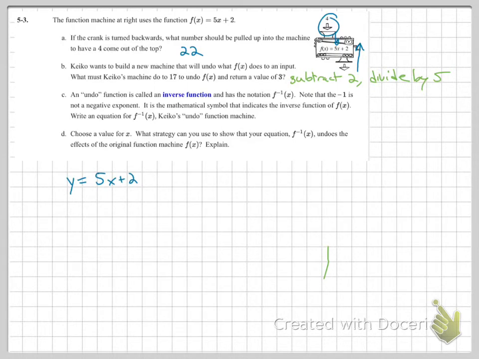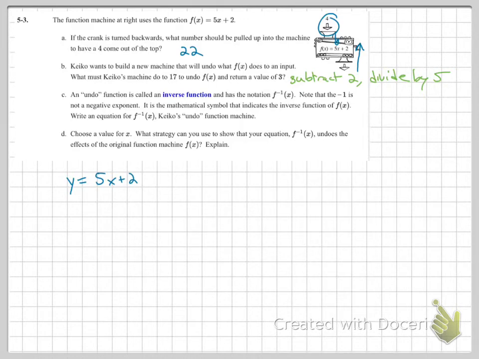An undo function is called an inverse function. It has the notation of f to the negative 1 of x. Notice that the negative 1 is not a negative exponent. It's the mathematical symbol that indicates inverse. Write a function for f inverse of x to undo the machine. So I'll stick with green.